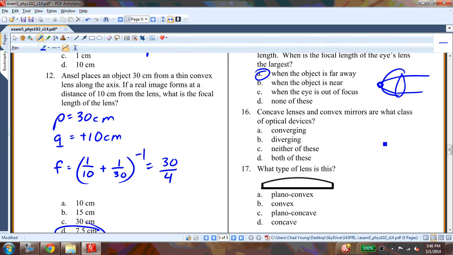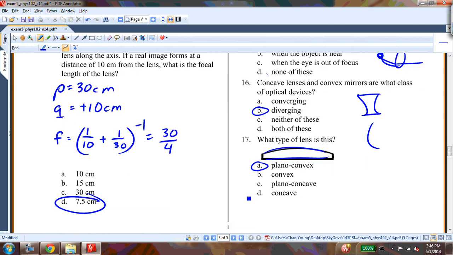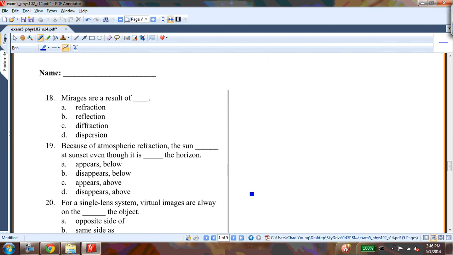Concave lenses and convex mirrors are what class of optical devices? All right, concave lenses look like this. Convex mirrors look like this. They look like security mirrors. These are both diverging devices. What type of lens is this? Well, it's convex on this side and planar on this side, so it's plano-convex. Mirages are a result of refraction. Because of the atmospheric refraction, the sun appears at sunset even though it is below the horizon.